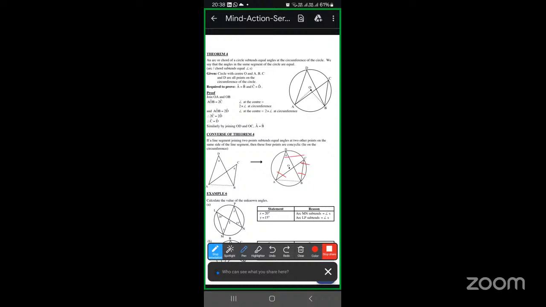Just think of a bow tie shape. If you think of this bow tie shape, you will never go wrong in the diagram. Then you know that you're going to use the angles in the same segment reasoning for that.